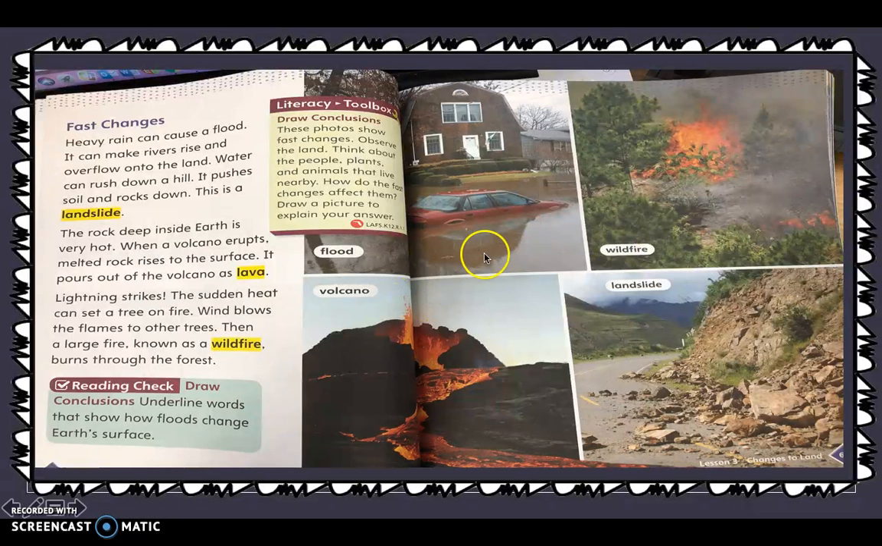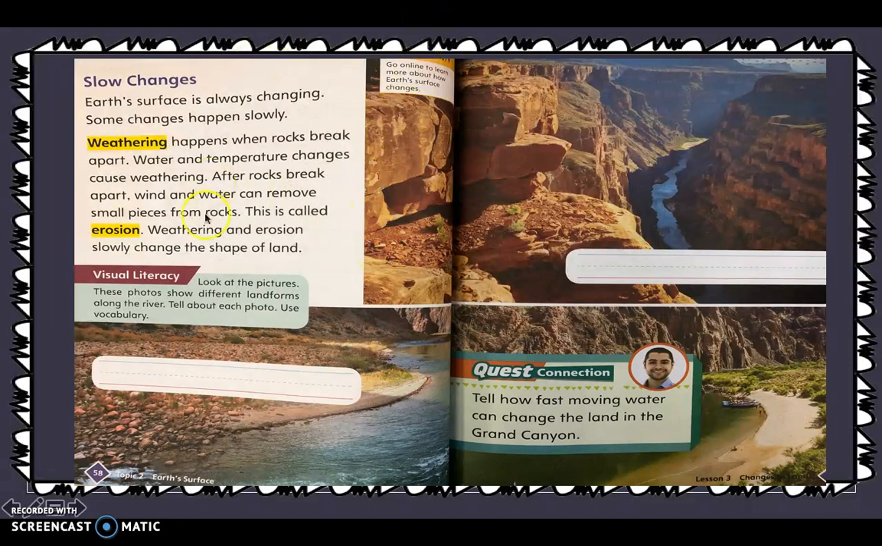Let's look at these pictures. This is a flood. This is a wildfire. This is an example of a landslide. And this is a volcano. And all four of these represent fast changes. The slide before it, these were slow changes, weathering and erosion.